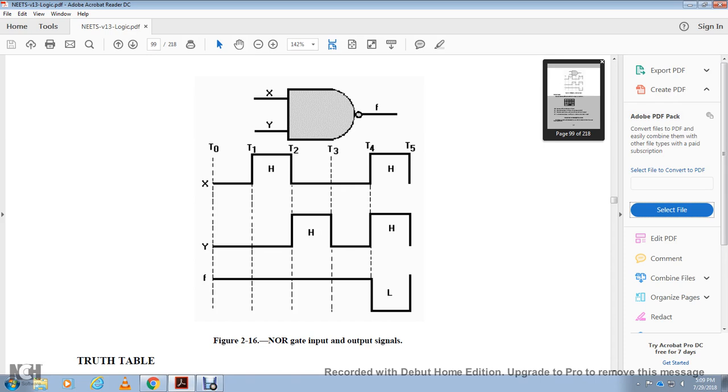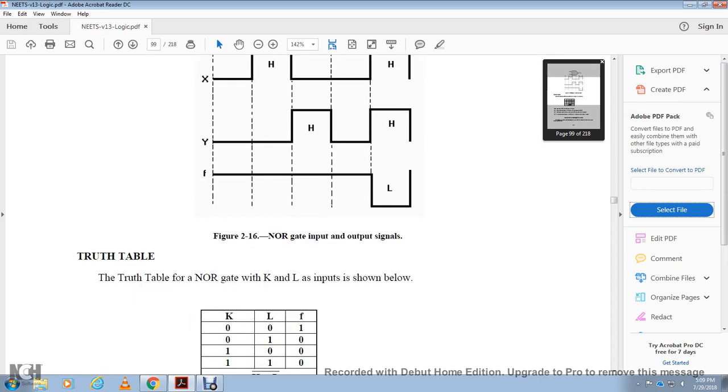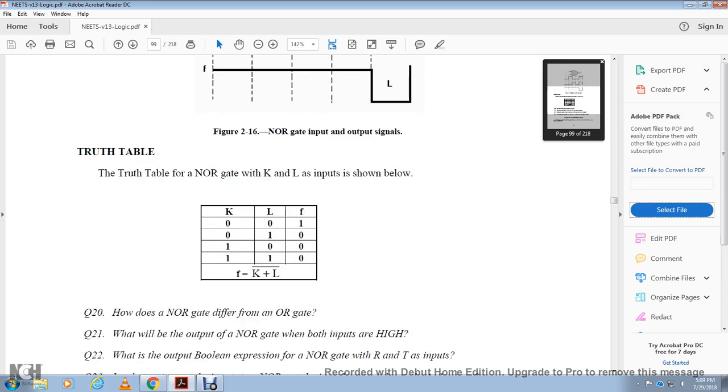All right, figure 216 shows the NOR gate input and output signals. The truth table for the NOR gate with the X and L inputs is shown. F is equal to the inverse of X plus L.